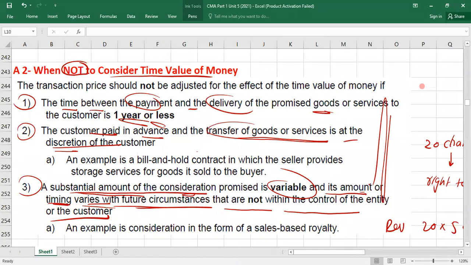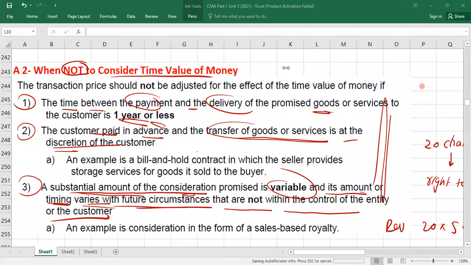Moving to step number 4. What was step number 1, guys? Identify the contract with the customer. What was step number 2? Identify the performance obligation. What was step number 3? Determine the transaction price. Transaction price should exclude VAT. Transaction price should be reduced by vouchers and discount. Transaction price should be adjusted for time value of money. Answer was yes or no. Right or wrong? And variable consideration, I already told you what is variable. Understood? Now guys, step number 4 we are going to discuss.